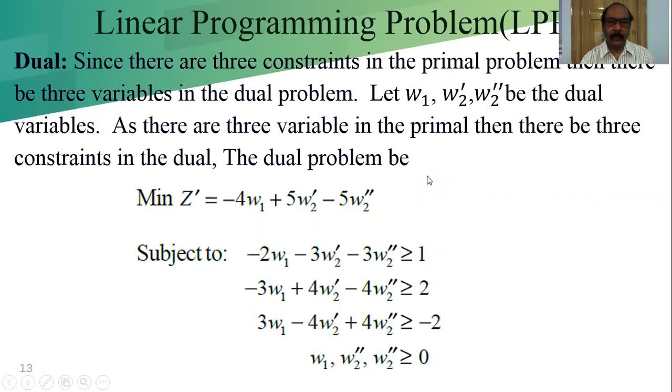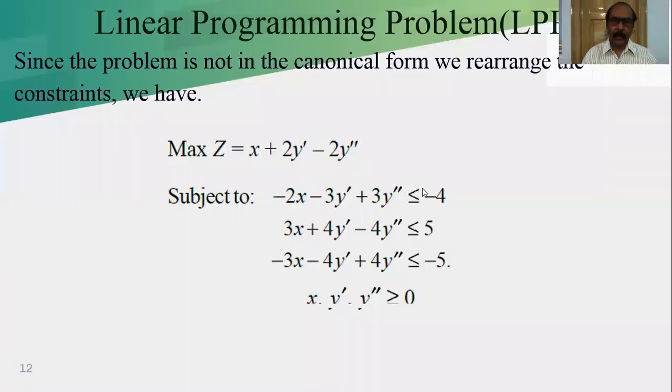Now the dual of the primal is z dash equals minus 4w1 plus 5w2 dash minus 5w2 double dash. So the objective function will be minus 4w1 plus 5w2 dash minus 5w2 double dash. This is our objective function, and it will be minimization. Minimize W, capital W you can write, or we can write z1 or z dash or z star.